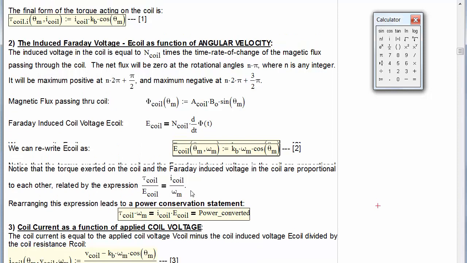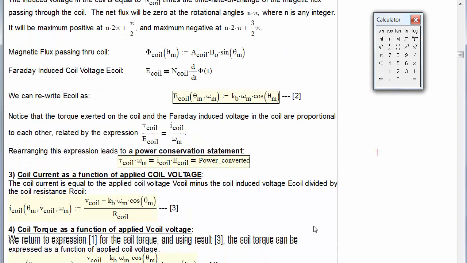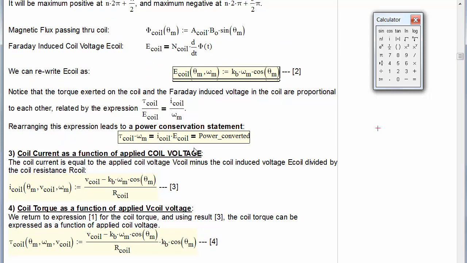then what I get is E coil over omega m, because the motor constant kb and the cosine theta cancel out. I can now rearrange these, moving omega m multiplied by torque to the left side, and to the right side I have I coil times E coil, and we see that power is conserved.